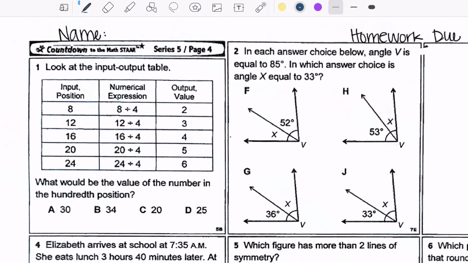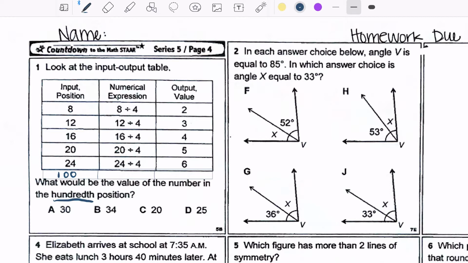This question says, look at the input-output table. What would be the value of the number in the hundredth position? So here they're saying hundredth and they're talking about position. So this right here is my column for position. What you need to do is extend your table and work with the hundredth position. That means that the position is going to be 100.